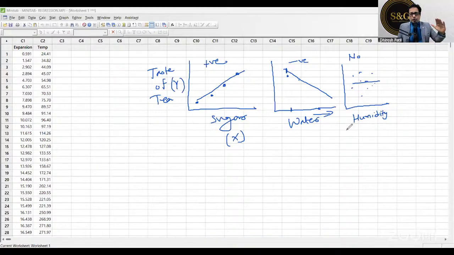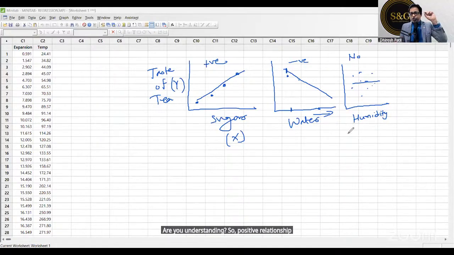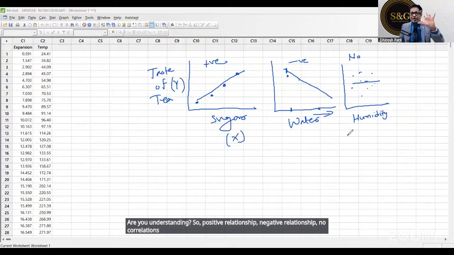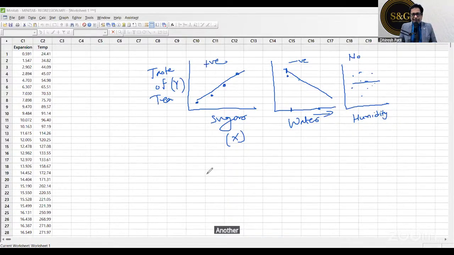Are you understanding? So positive relationship, negative relationship, no correlation. These are the three major relationships like this. Clear?